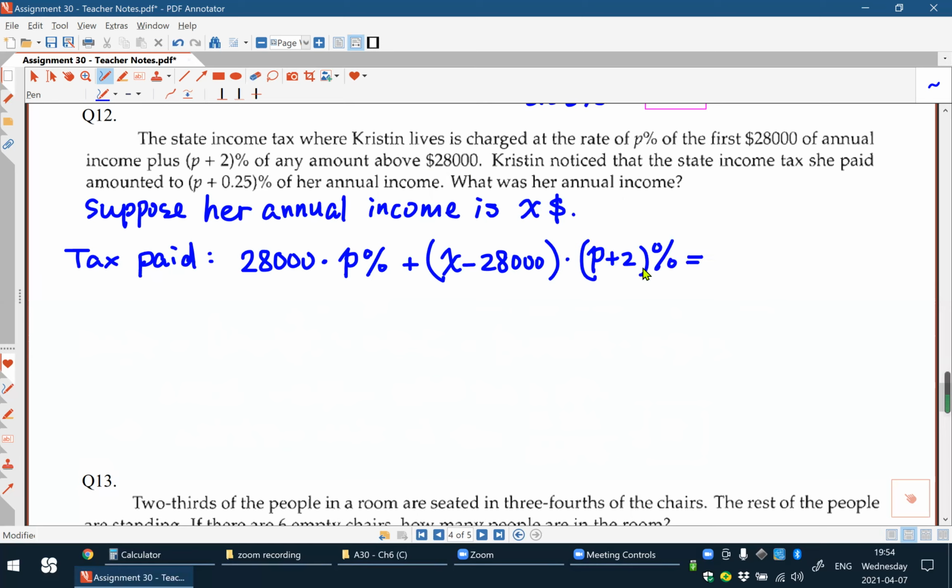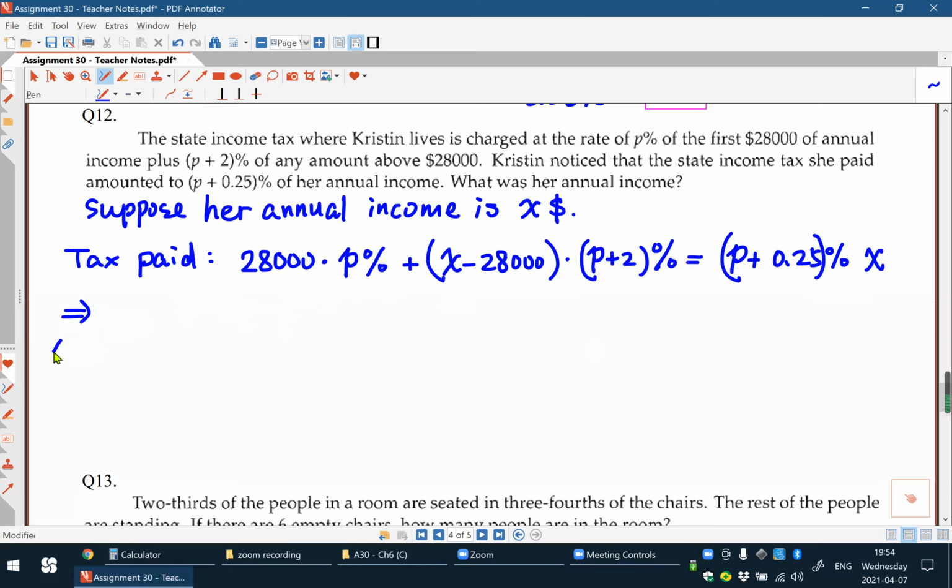And also she knows that the overall rate of her annual income is P plus 0.25% of X. X is her annual income. So this is our equation. Based on this equation, we need to solve for X. Okay, so let's try to simplify this.